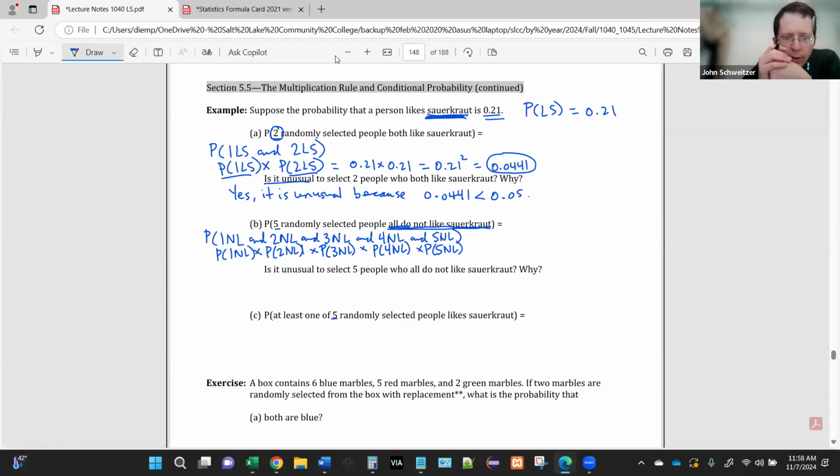Okay, so how does that help us? Well, we know each of those probabilities, or at least we can, right? What's the probability that somebody does not like sauerkraut? Well, it's the complement of liking sauerkraut. So it's like rain and not rain, right? Either it's going to rain or it's not, and either you like sauerkraut or you don't. So if there's a 21% chance that somebody likes it, then there's a 1 minus 0.21 chance that they don't like it, right? Which is 0.79. Okay, so you have a 79% chance of any one person not liking sauerkraut.